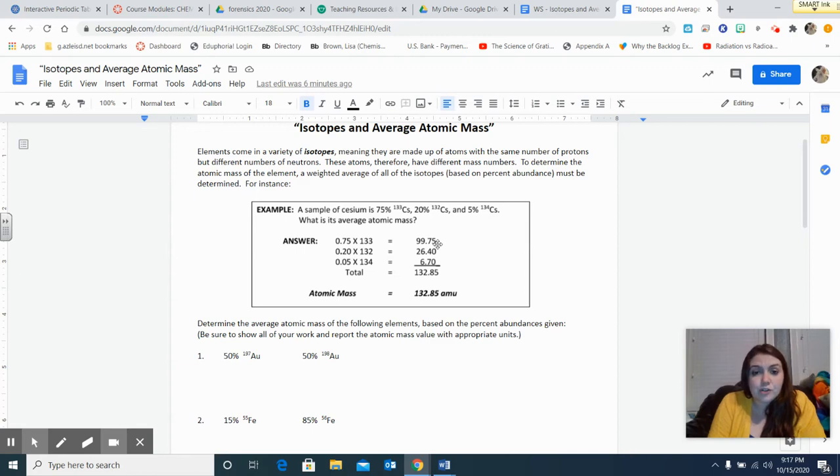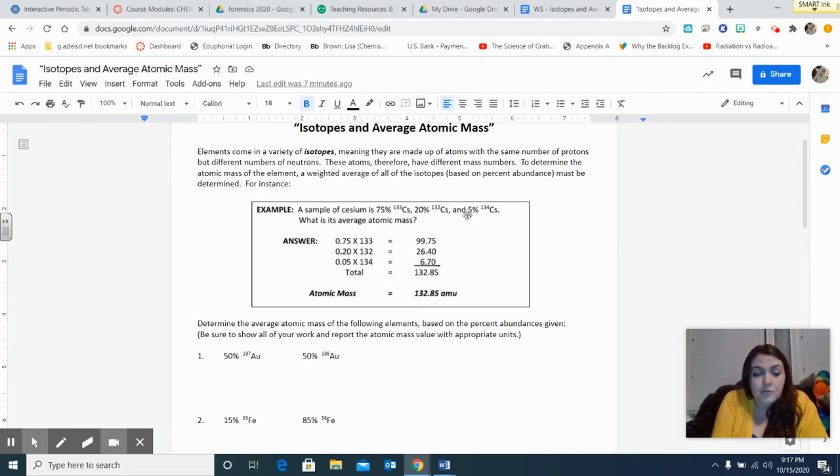So if I want to find the average atomic mass, which is how we find the mass that's found on the periodic table for every element, this is how they found it, with this calculation. So I take the percent and I turn it into a decimal, which is always just hopping the decimal back 1, 2, okay? So I end up with 0.75 times the mass, 133, and I get a number. Then I take the next one. So I have 20%, so I'm going to hop the decimal back 1, 2, and I get 0.2 times 132, because that was the mass, and get a number.